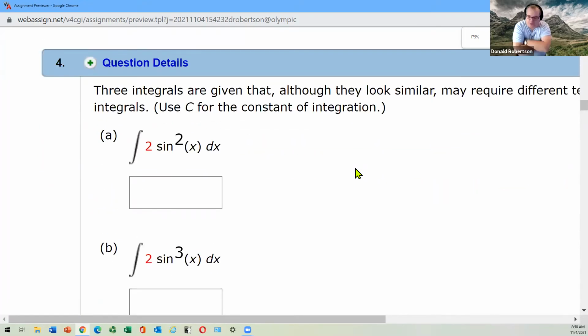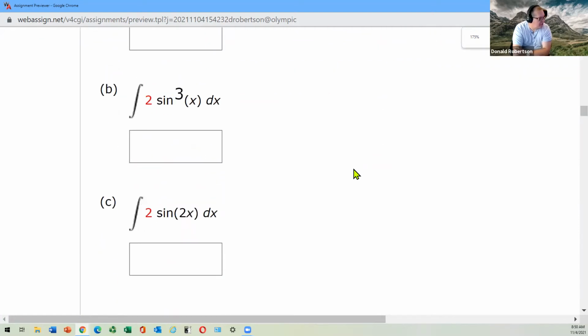What would you do about 2 sine squared x? And I phrased it a slightly different way than I typically do. I said, what would you do with it? Trig identity. Half, 1 minus cosine of 2x.